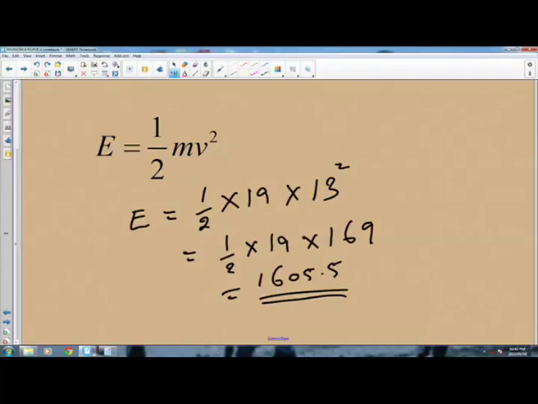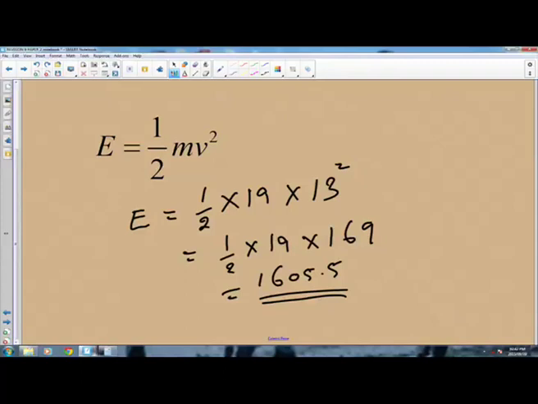So this is how we work this question out. All that you need to do is simply to substitute for the variables m and v, and then work this out. You can use a calculator because this is paper 2. You are allowed to use a calculator.